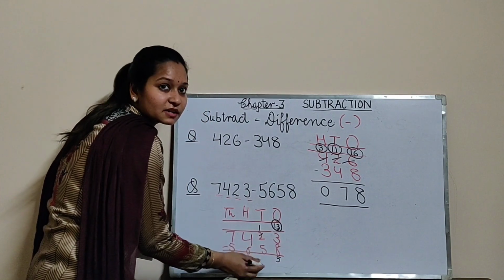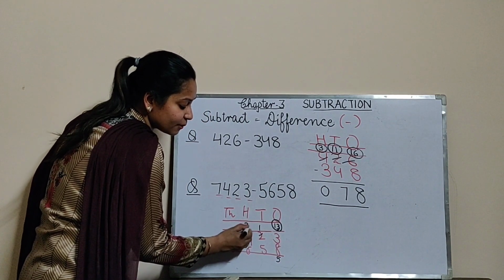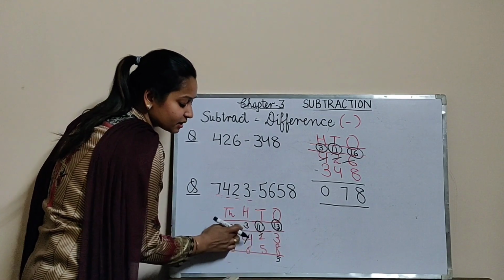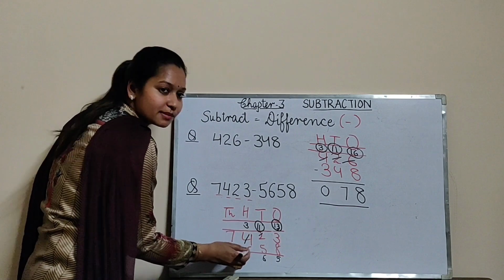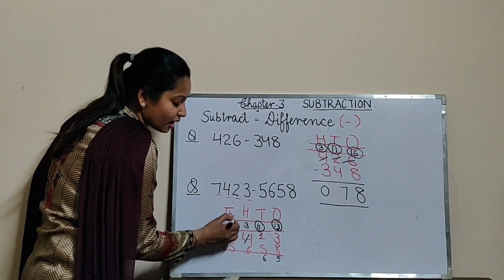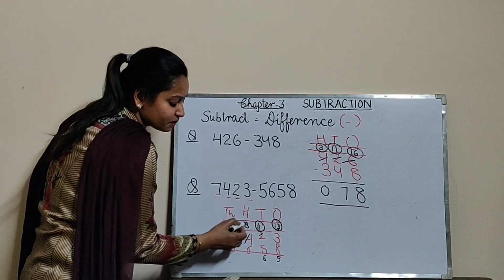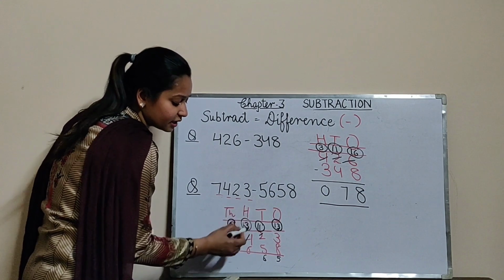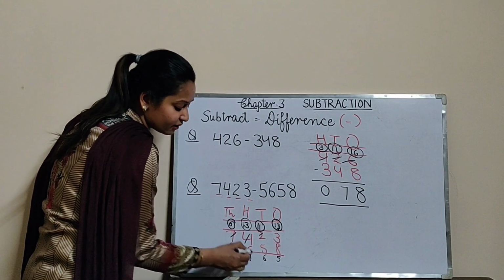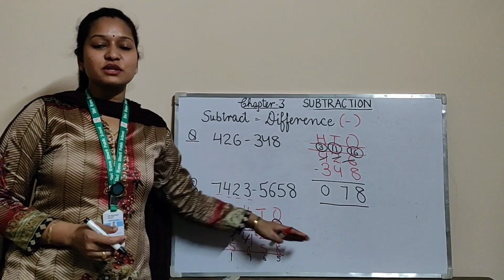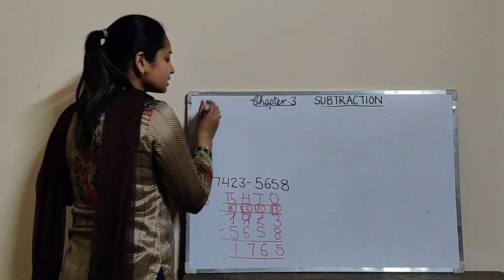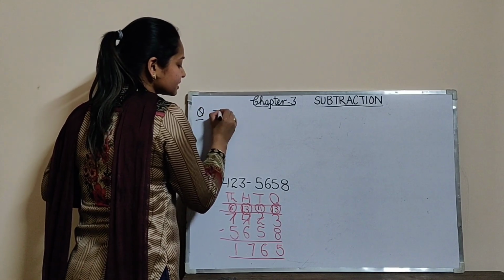5. 1 minus 5 I cannot do. So again I'll borrow. So this will become 3 and this will become 11. 11 minus 5 is 6. And here 3 minus 6 cannot be done. So again we'll borrow. This will become 6 and it will become 13 here. 13 minus 6 is 7 and 6 minus 5 is 1. So my answer is 1765.